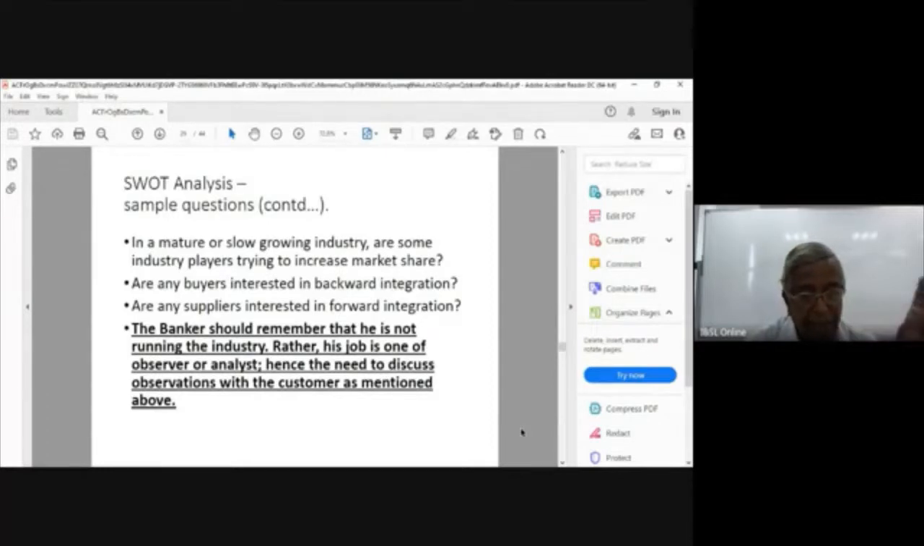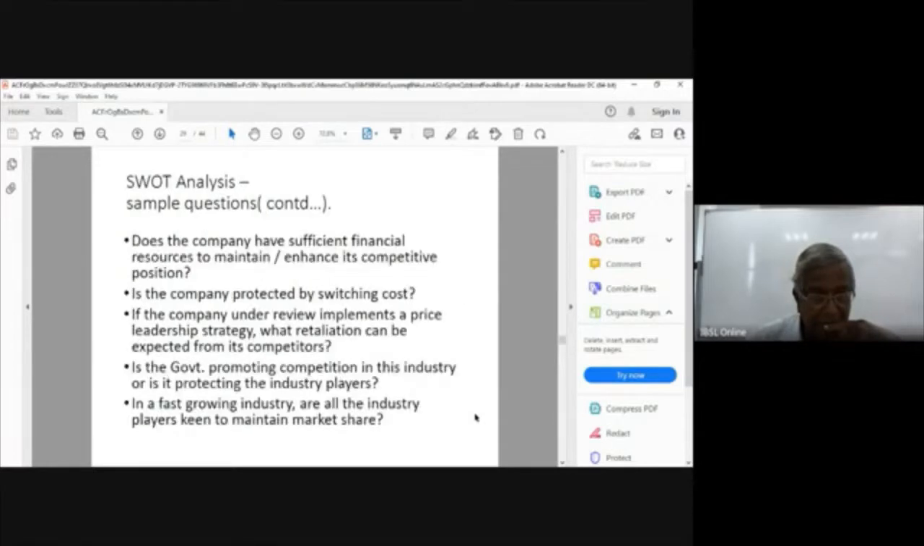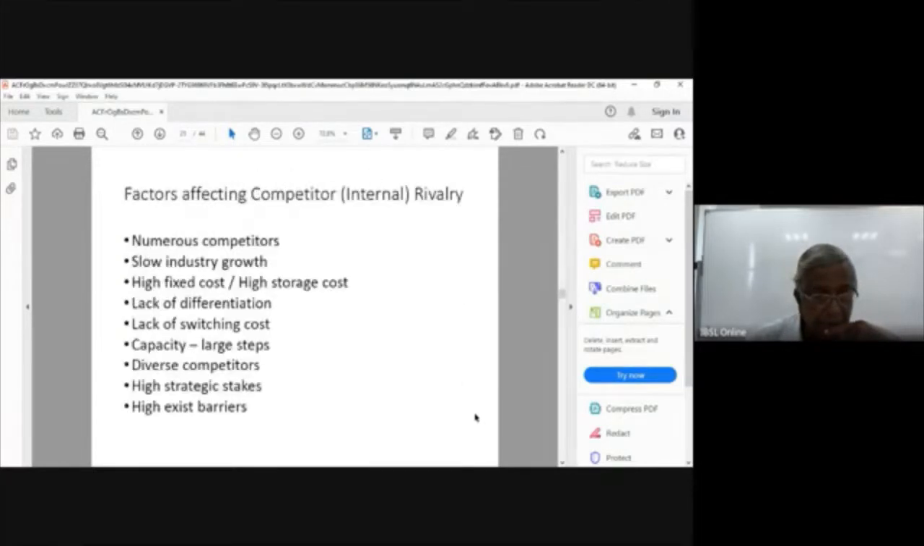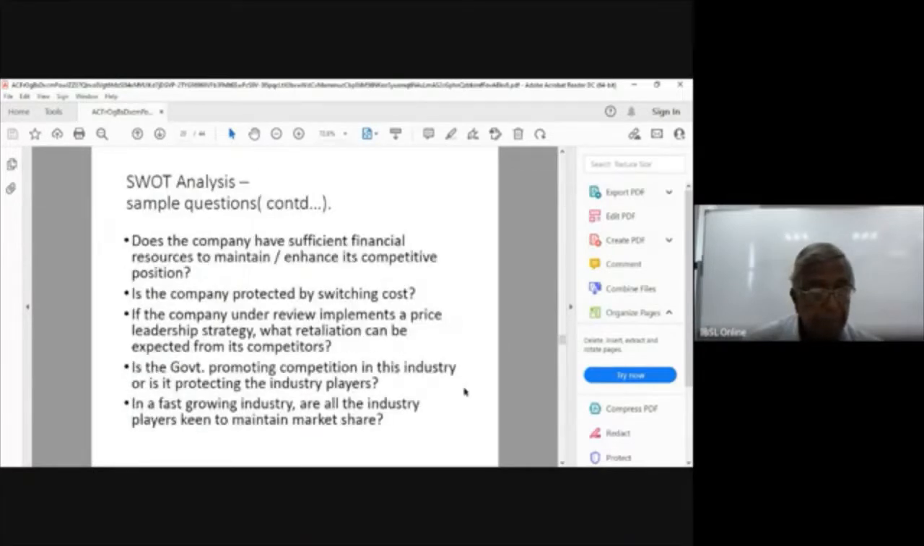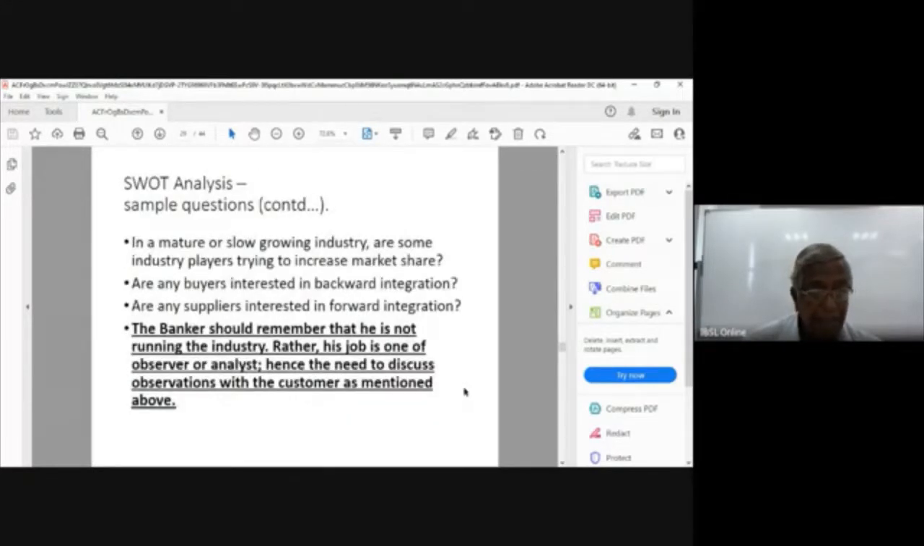Here in this one, are any buyers interested in backward integration? Similarly, are any suppliers interested in forward integration? Are any suppliers or any buyers interested in backward integration? So we just go back and see. Are any buyers interested in backward integration?